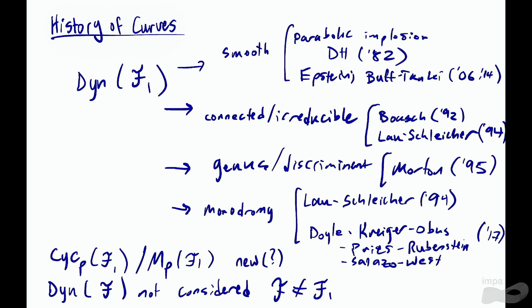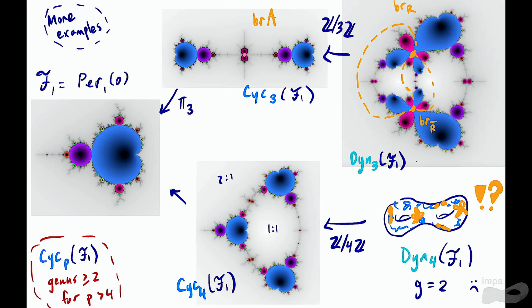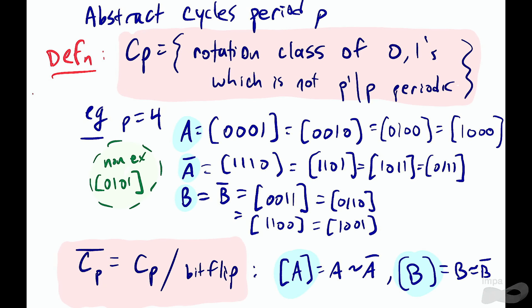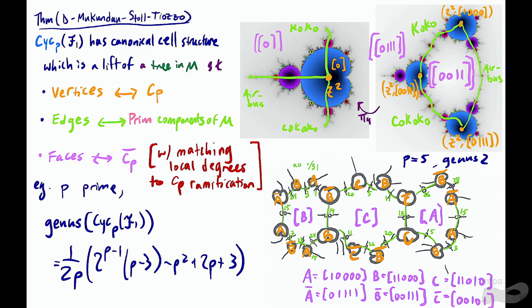OK, so remember, all of this was just trying to explain these pictures that we're seeing right here. The main theorem that we had, and this was joint with Mala, Danny Stoll, and Giulio Tiozzo, is that the Marx cycle curve has a canonical and explicit cell structure that we can give to it, which is a lift of a very particular tree in the Mandelbrot set, such that we can very explicitly tell you what its vertices, edges, and faces are.